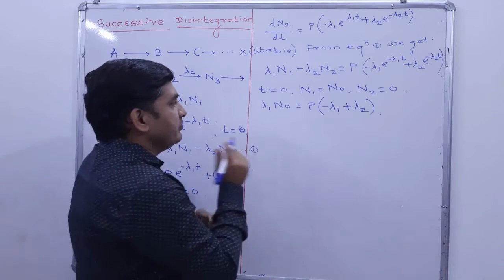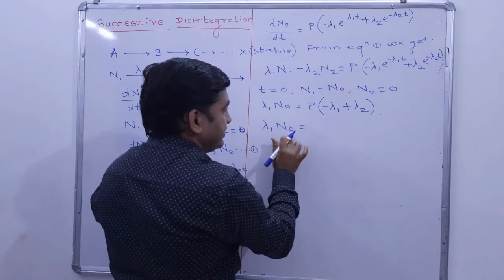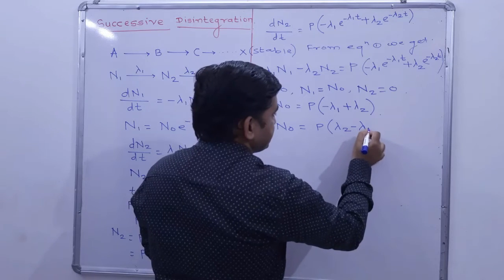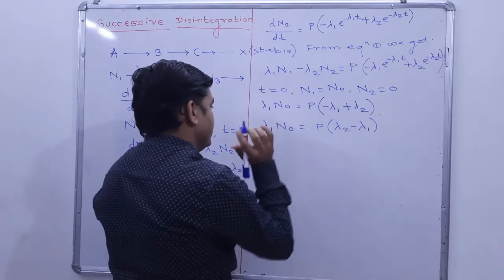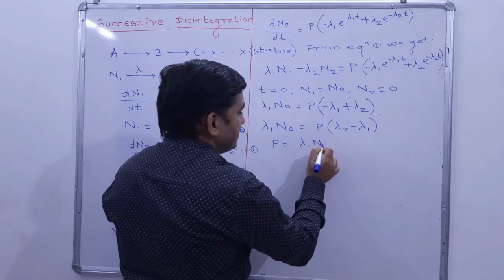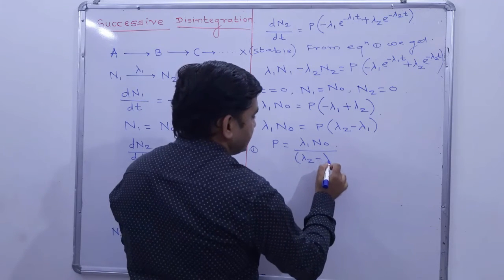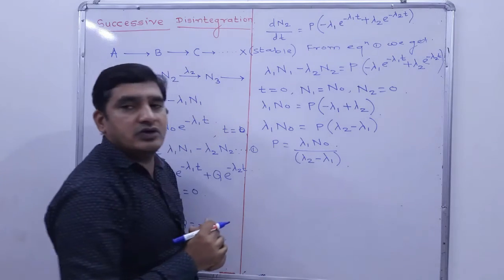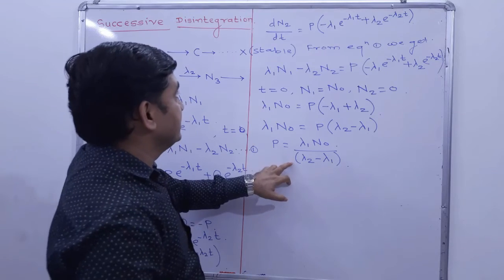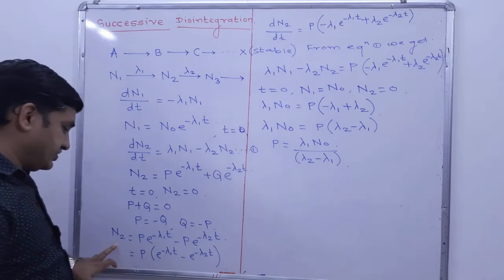Or simply we can say that lambda 1 into N0 is equal to p in bracket lambda 2 minus lambda 1, and therefore p is equal to lambda 1 N0 divided by lambda 2 minus lambda 1. Putting this in this equation.